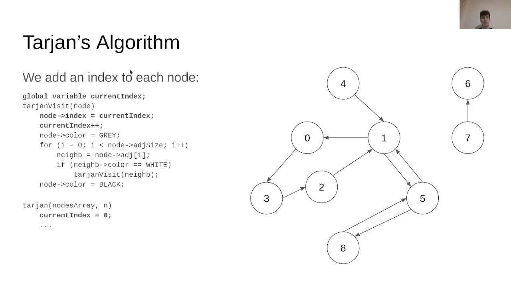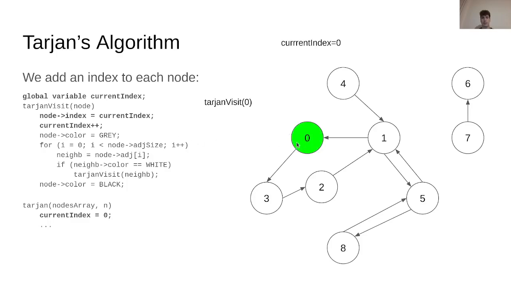So the first addition we will do to the depth search is to add an index. So each node in the node structure will have also an index integer, which will start from 0 and grow on as we pass the nodes. So the idea is to have a global variable current index. It will be initially 0, and when we start visiting a node, we set its index to the current index and increment the index.